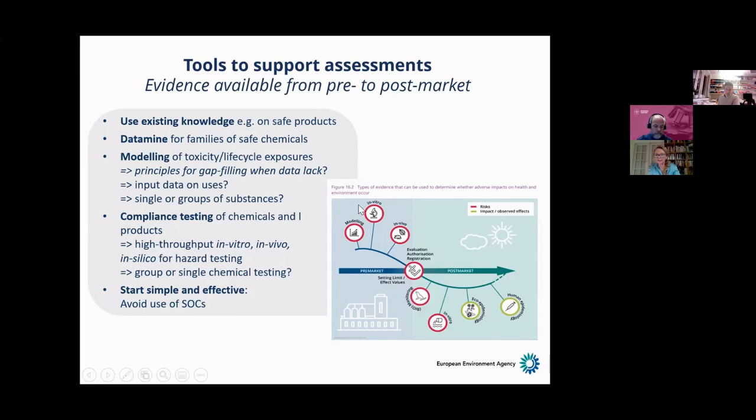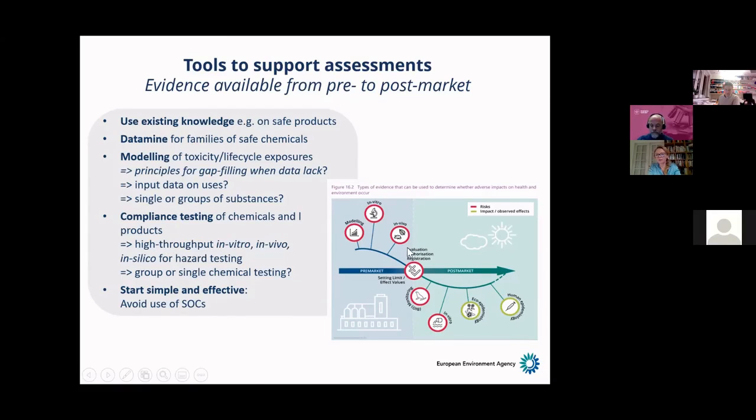And this SSbD is really here up at the beginning, you know, before in the pre-market where the industry designs something. Yes, I'm almost there. And then, so this is the type of data we need up here at the beginning.